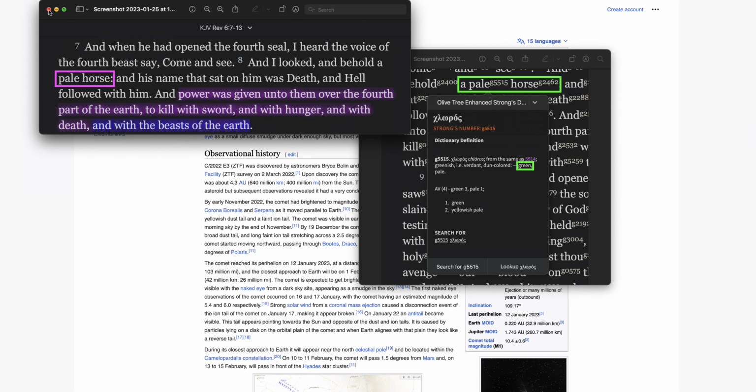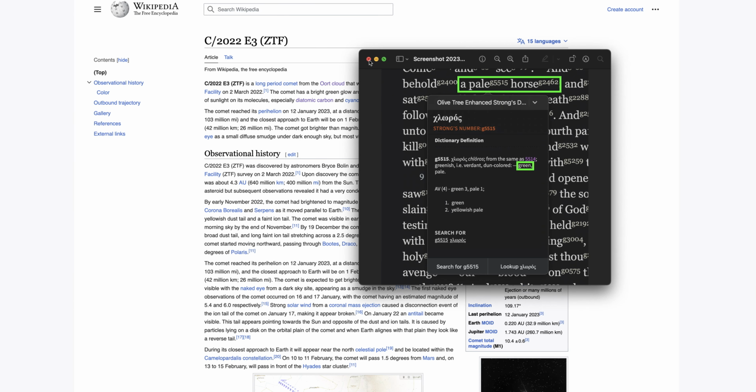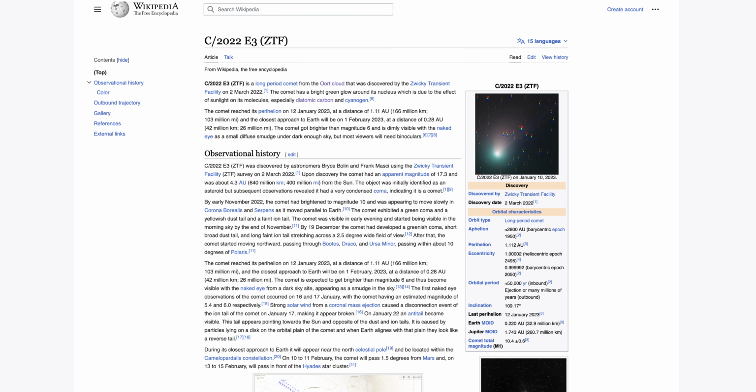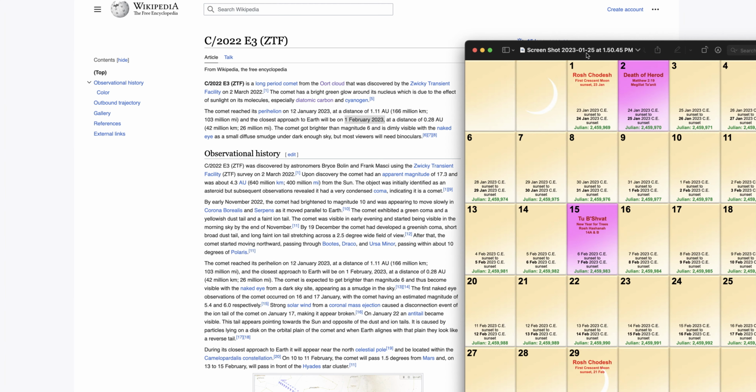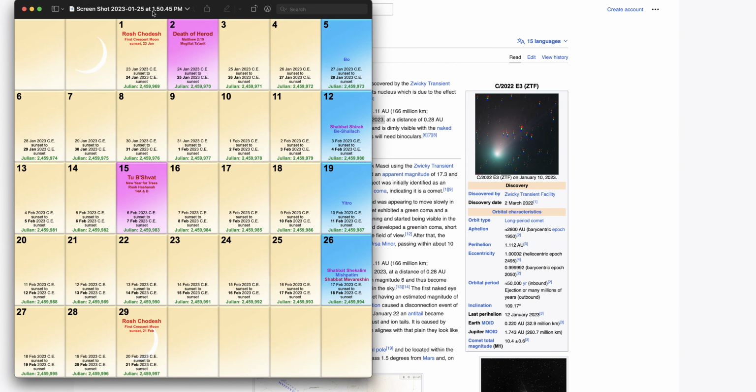Okay, now let's keep going here. As I begin to look at this, we'll cover this date right now. So this comet is going to be closest to the Earth on 1 February 2023. Now, there are a lot of things surrounding this date, this month. We have a lot of events coming, both on the Hebrew calendar and our calendar.